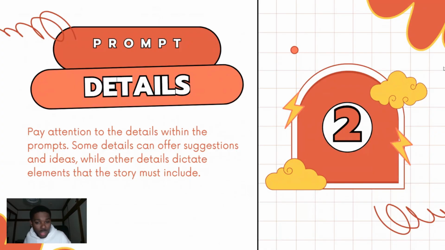Next, the prompt details. Pay attention to the details within the prompts. Some details can offer suggestions and ideas, while others will have to make it into your story. When I say details, what do I mean? You see a picture, what is in the picture that must be in the story? If there are people in the picture, they must be in the story. If there's a place in the picture, that place must be in the story. If you see some money in the picture, money must be in the story, right?